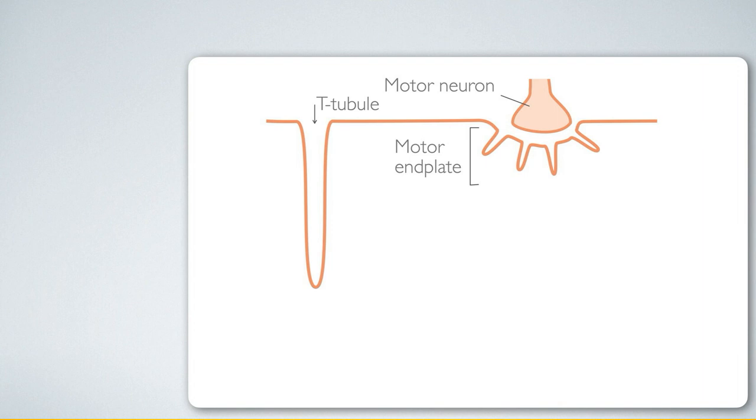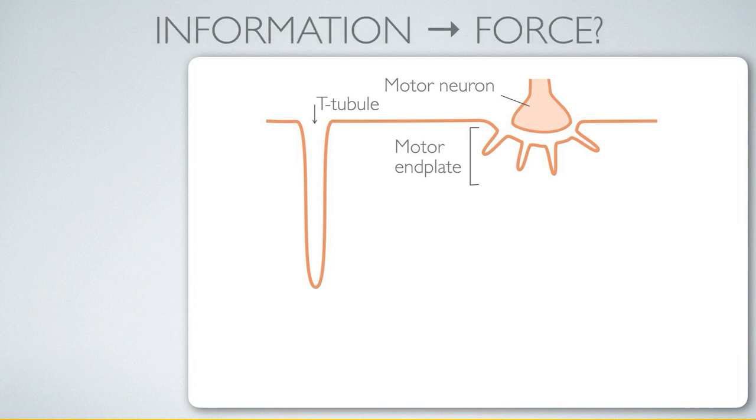So our big question here is, how does this cell take an excitatory signal, that's our information, and convert it into tension, the generation of force? And this is a 7-step process. So we're just going to go through numbers 1 through 7.